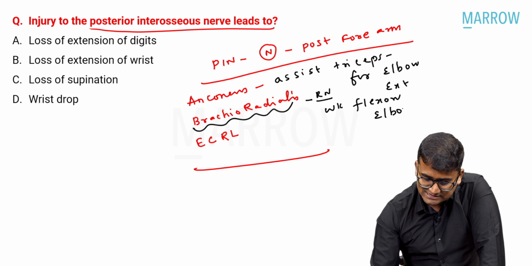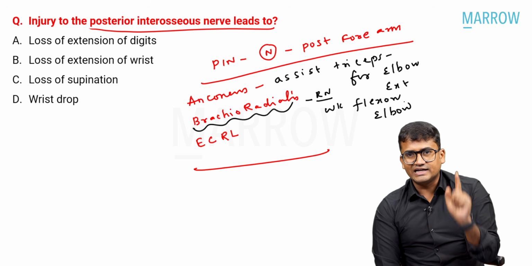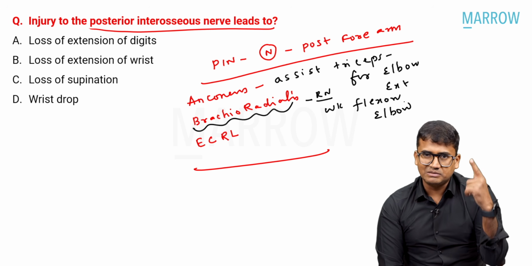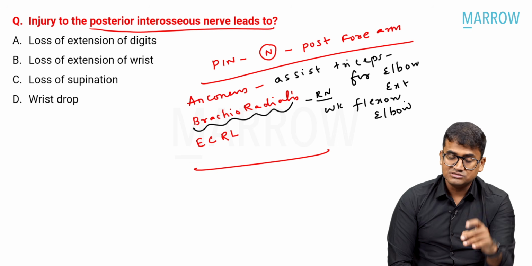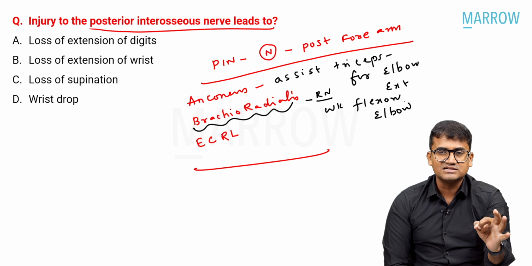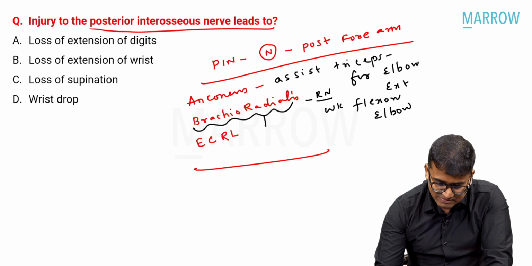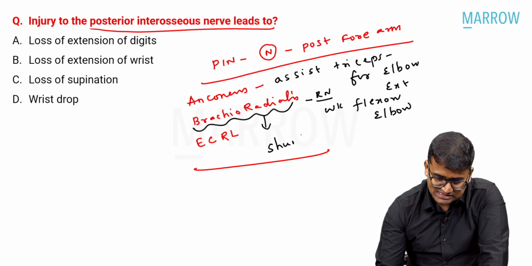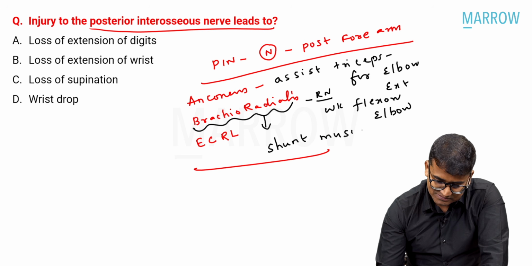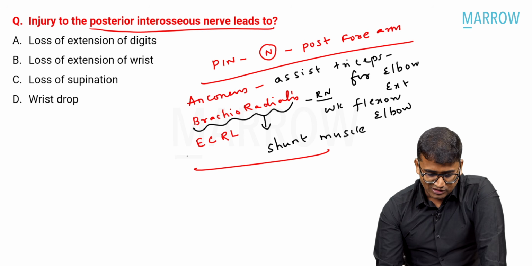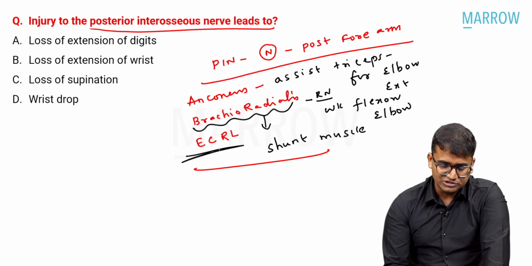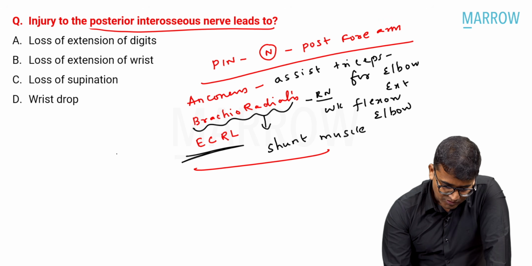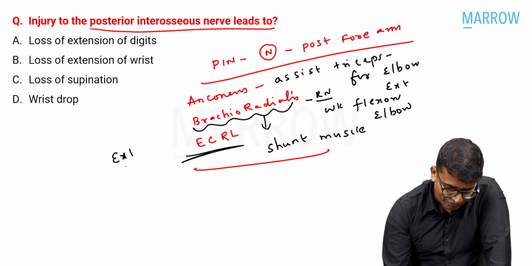Weak flexor of the elbow. Nerve supply, radial nerve. The muscle belongs to the posterior compartment of the forearm, but what is the action? The opposite action: weak flexor of the elbow. That is why this muscle is called a shunt muscle. Okay, right. Now, extensor carpi radialis longus. What will this muscle do? This muscle does extension of the wrist.